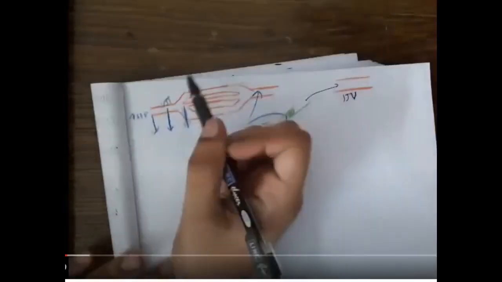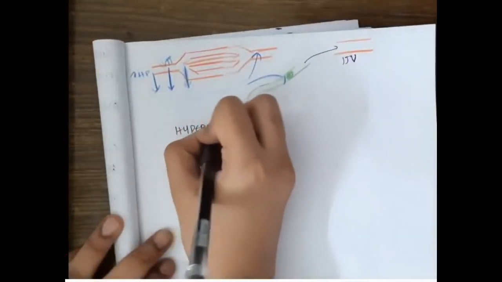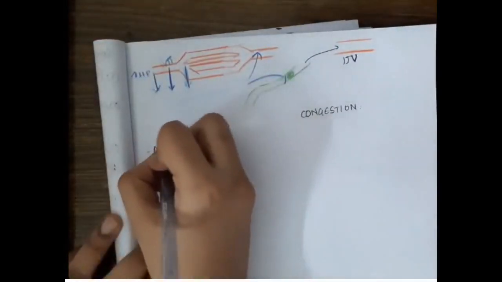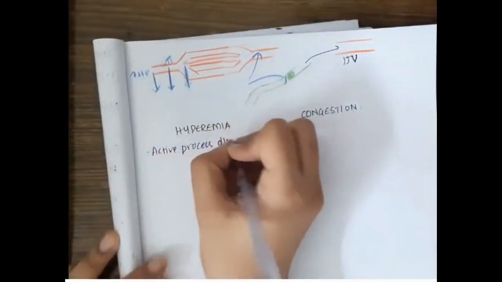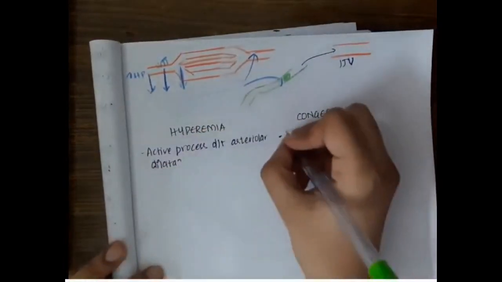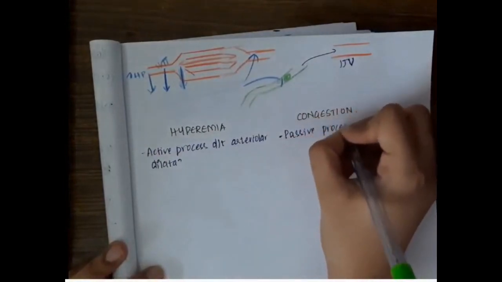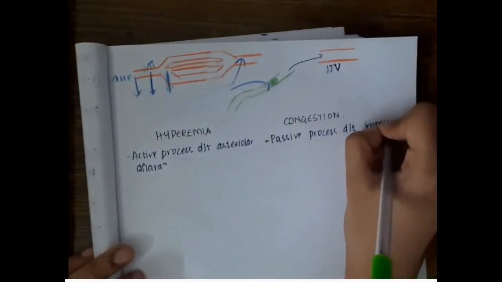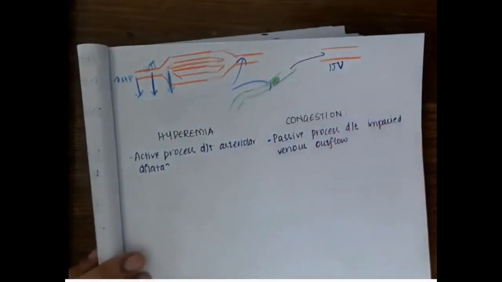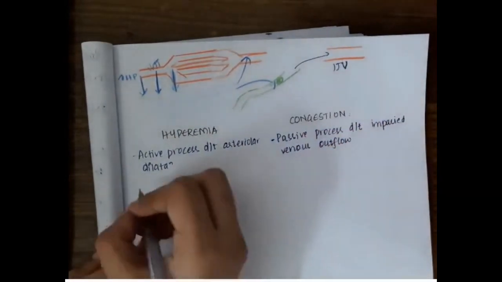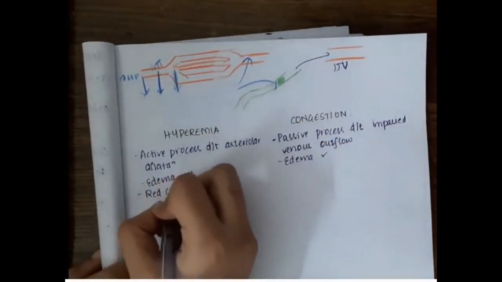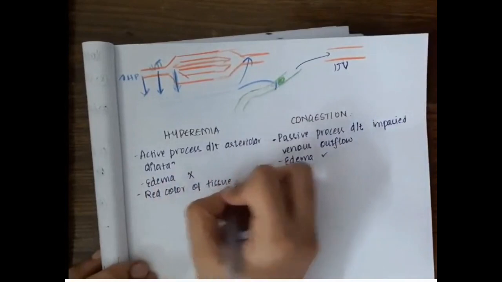Hello friends, let us now learn the two types of different things like hyperemia, the two definitions which are hyperemia and congestion. Hyperemia is an active process which occurs due to arteriolar dilation, whereas congestion is a passive process which occurs due to impaired venous outflow. So, there is no edema in hyperemia. In congestion, you will see edema.